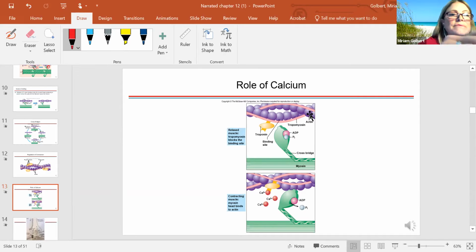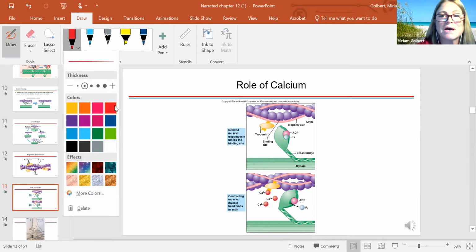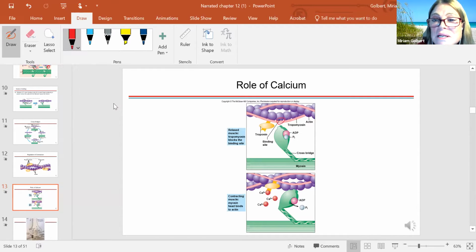Oh, my pen is off. Sorry, turn it off. Okay, so right here, can you see a little indentation on that actin? Kind of like convex. So that's where the head of the myosin needs to attach to it. But if you notice, the pink tropomyosin is covering that site. That's what we call the active site of actin. Say that 3 times really fast.